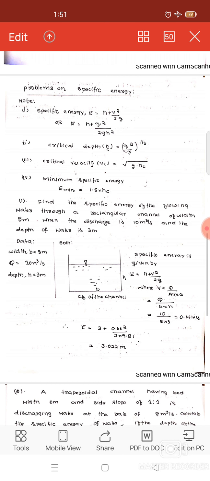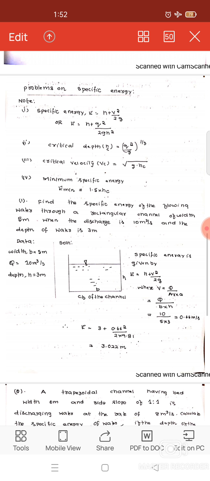Hi everyone. So now it is the continuation from module 3, that is on the numericals on specific energy. Before going to the numericals, we should remember these points. Specific energy, that is E, is equal to h plus v square by 2g, or that can be written as h plus q square by 2g h square.